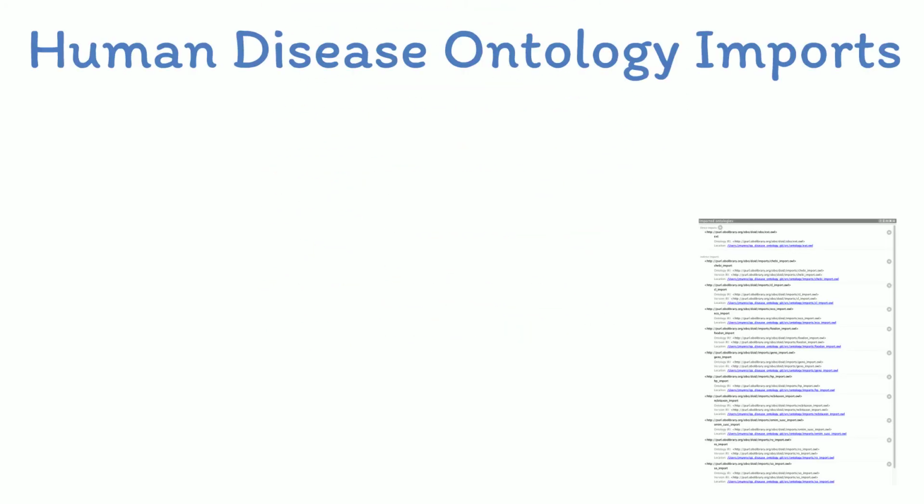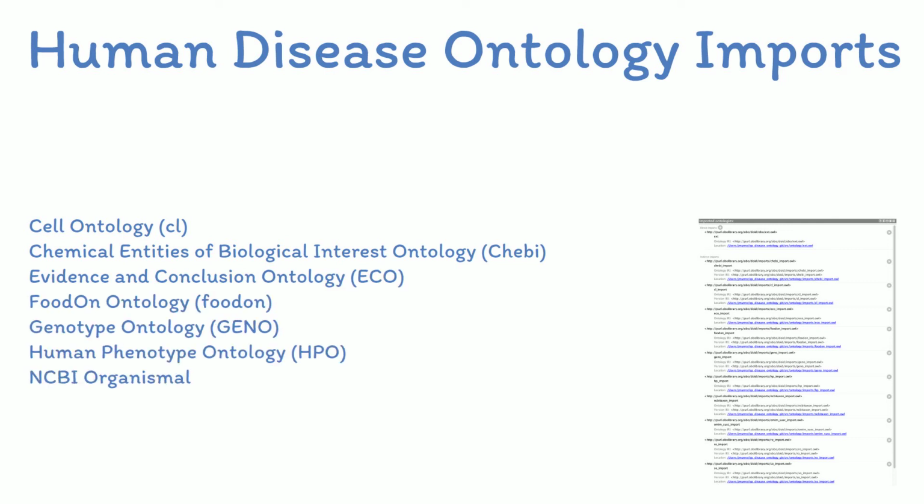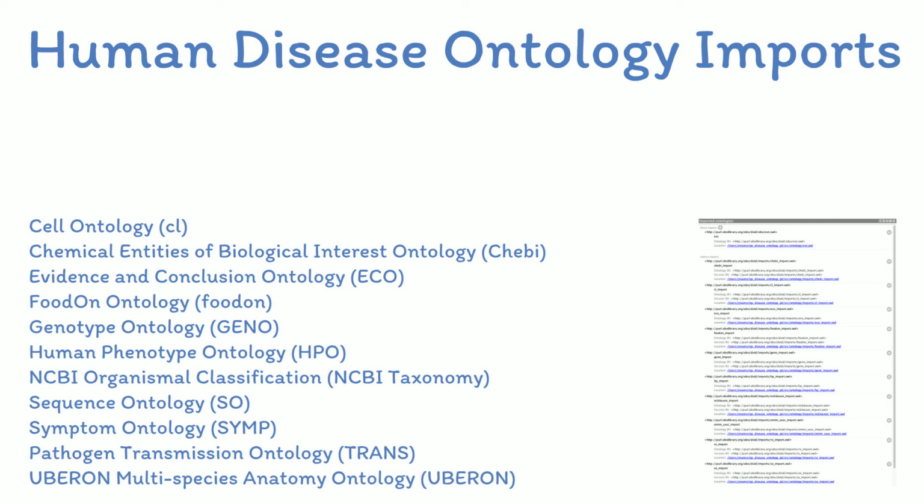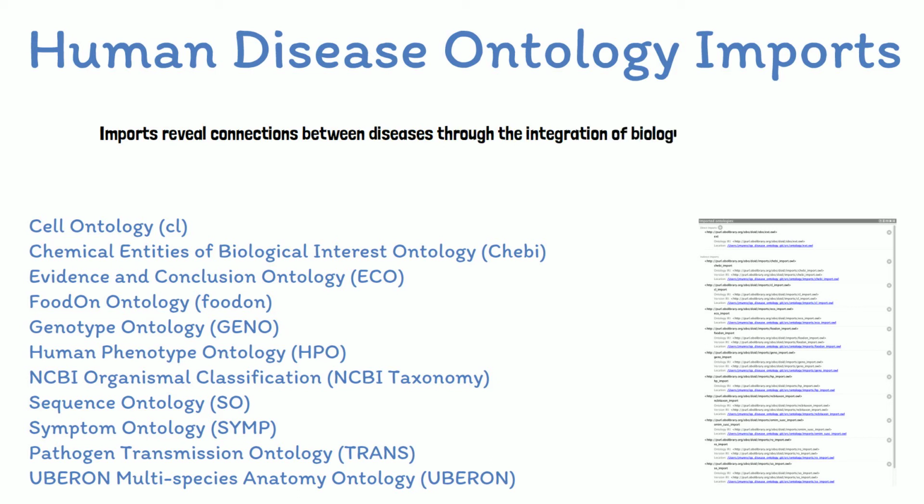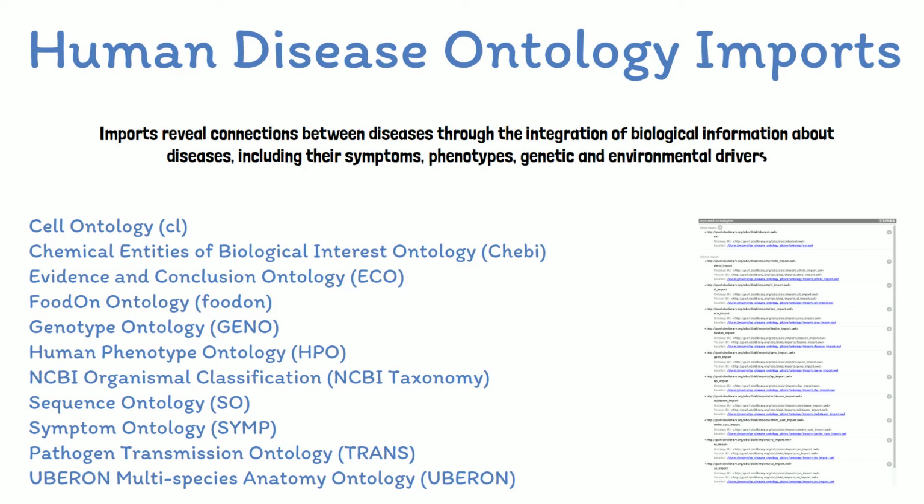The Human Disease Ontology imports and utilizes 11 ontologies, allowing for different views of diseases through these imports. Imports reveal connections between diseases through the integration of biological information about diseases, including their symptoms, phenotypes, and genetic or environmental drivers. Links to these ontologies can be found below in the video description.